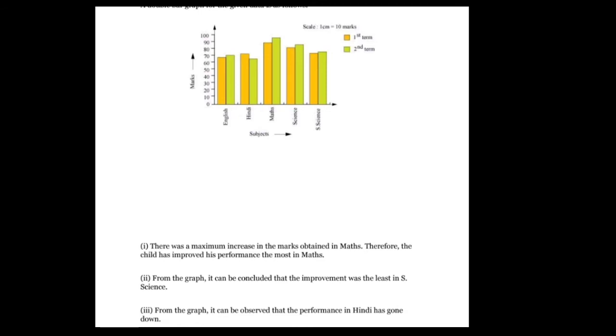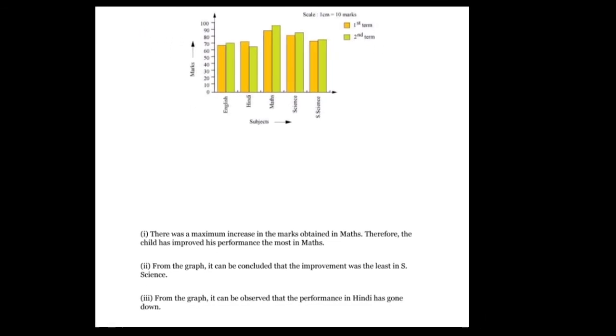And then the second question: in which subject is the improvement the least? The answer is, from the graph it can be concluded that the improvement was least in Social Science. So in Social Science the improvement in marks is least.